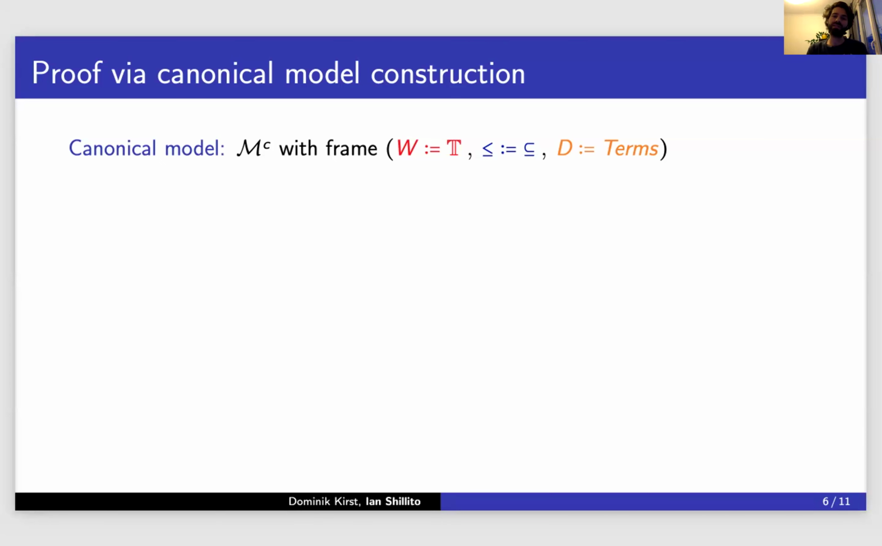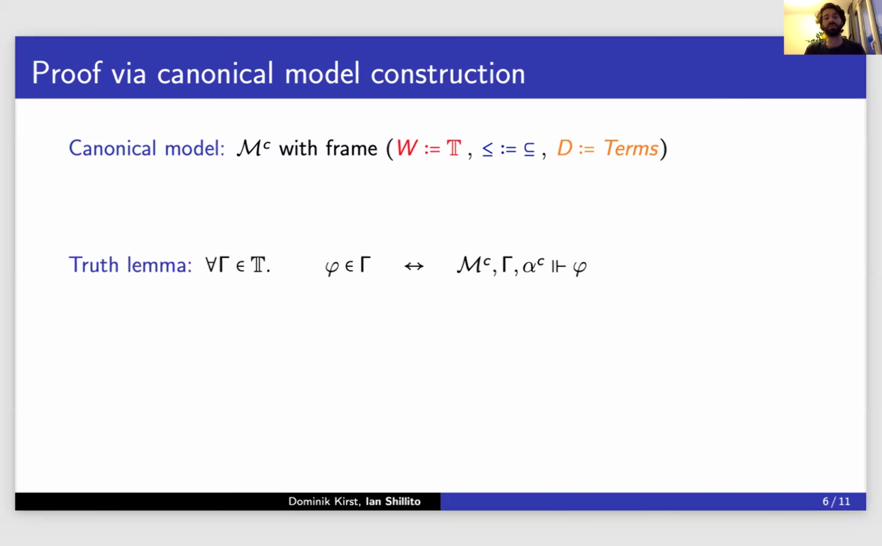Most of the time, you also have an accessibility relation, and in most cases, it is the inclusion. So that's what we see here, the set-theoretic inclusion. And we'll have as our constant domain just the terms, because it's a syntactic model and you will interpret terms as themselves in this model.